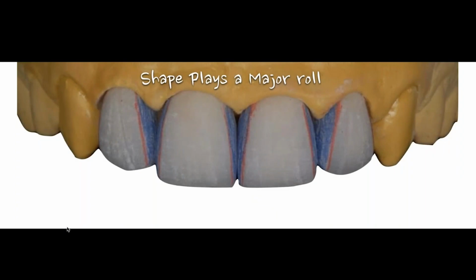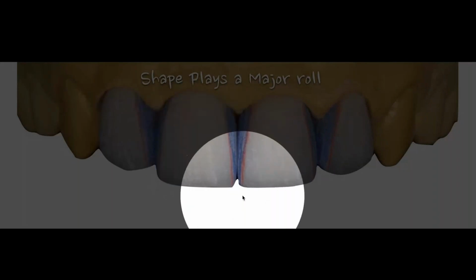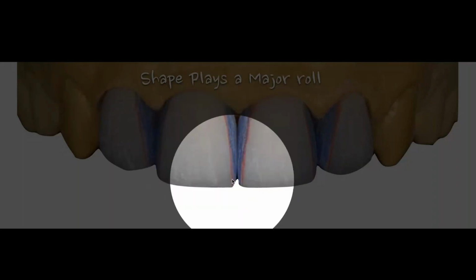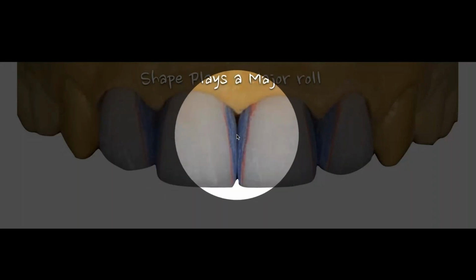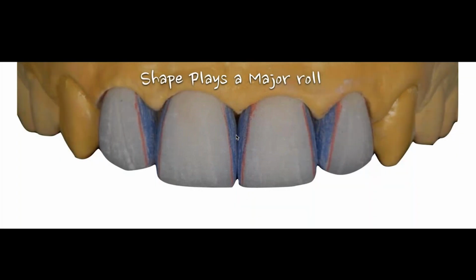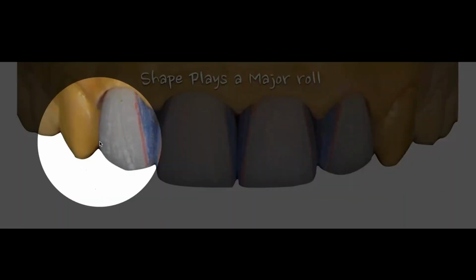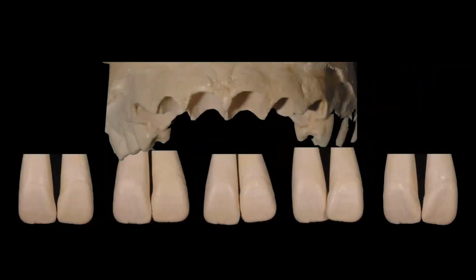Let's not forget that shape plays a major role. And you'll notice that as I'm working through my cases, I'm checking myself all the time. Red lines are my heights of contour, blue lines are my interproximal spaces, and I'm trying to make sure they always fall into the same ballpark as I'm working my way through them.